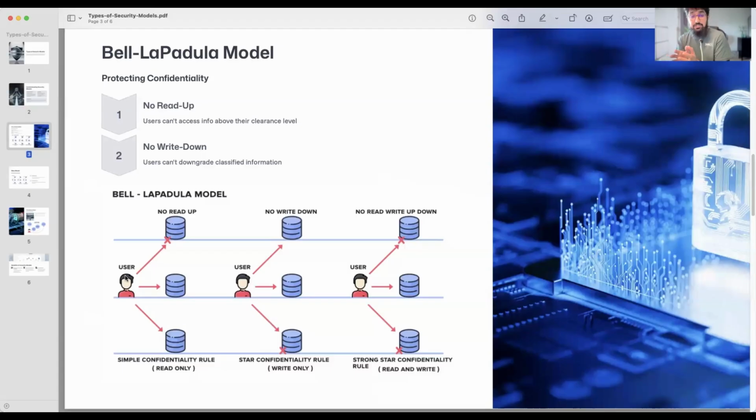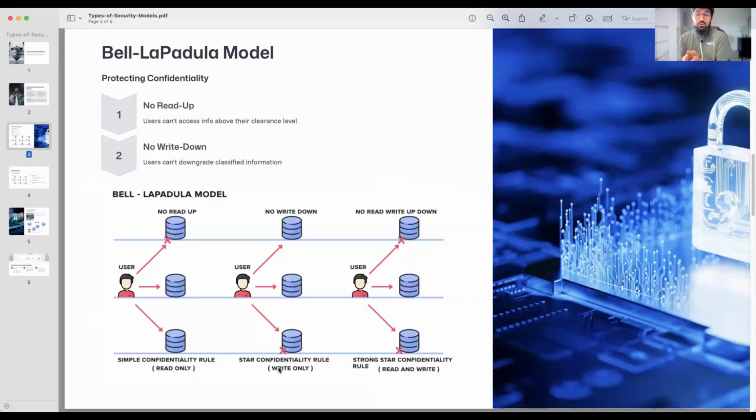Then the star confidentiality rule is the second rule. This rule says you cannot write down. When you write down, you basically modify what you got. But you can write up, which means you can put the request up there, or you can write at the level that you have, but you cannot go below your level to write anything.